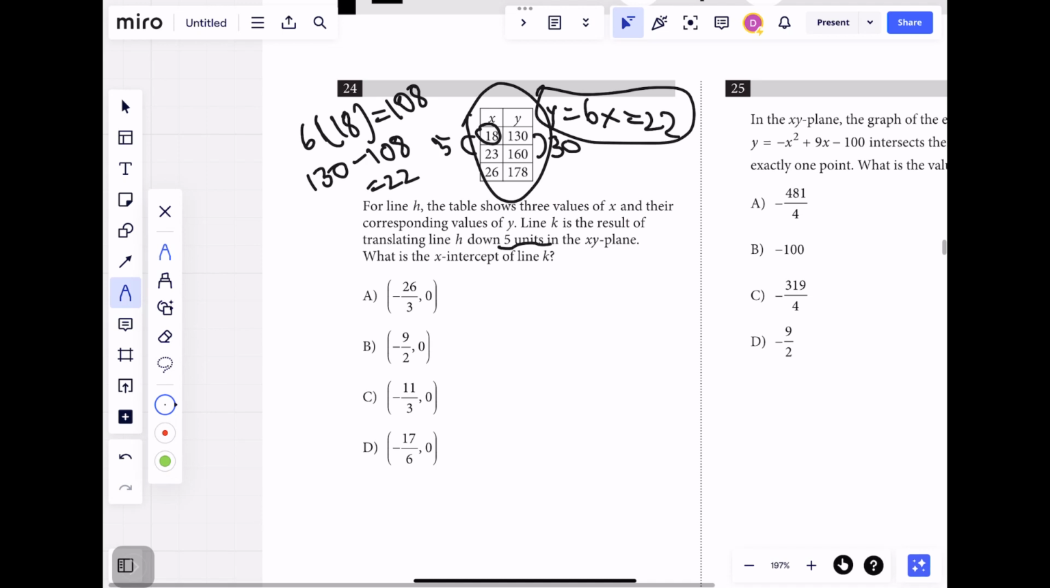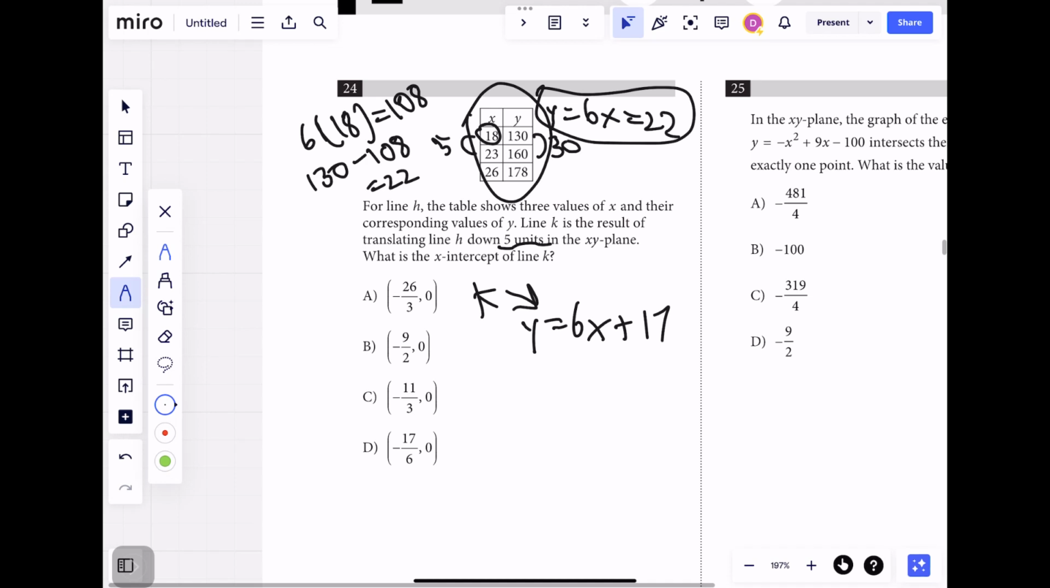And translation's basically when you just move the line. So we're just moving the line down 5 units. So for line K the slope's going to be the same, but the y-intercept's going to be 5 lower. So that's line K. Now it's asking for the x-intercept.